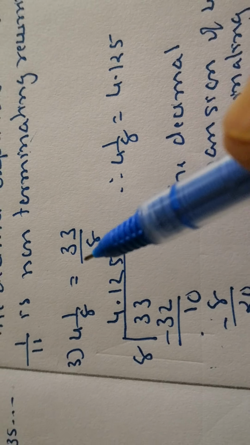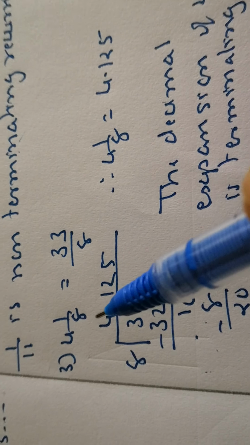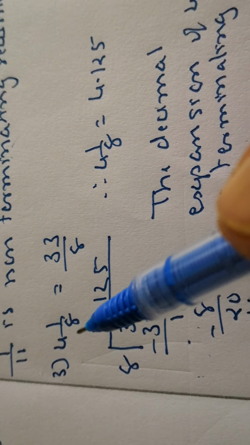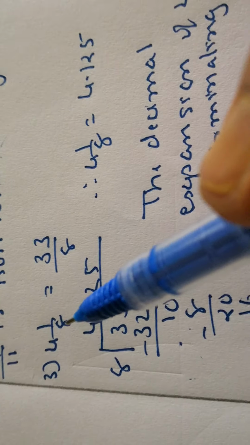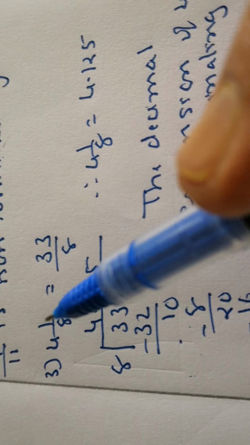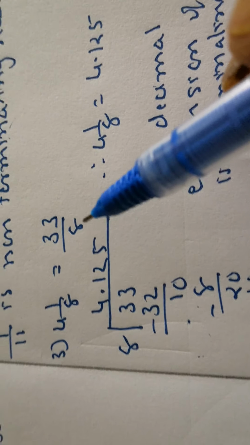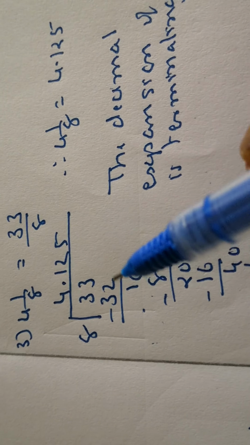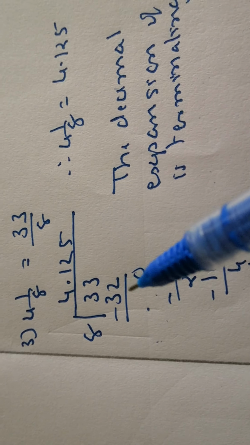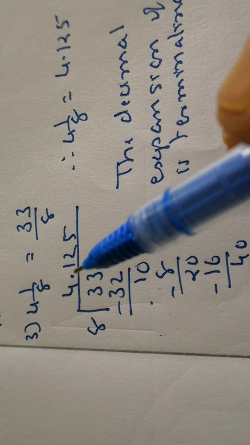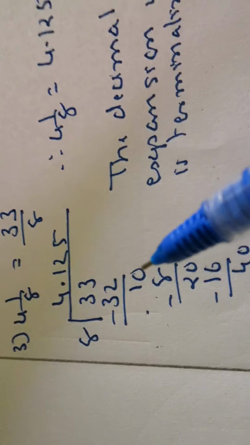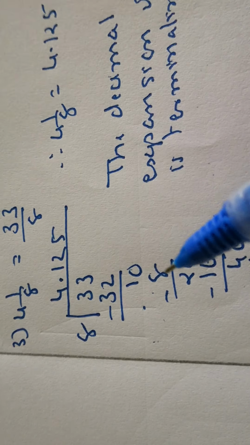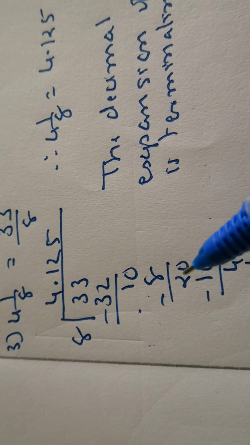Same way, 4 1 upon 8. Now a mixed number is given. I am converting into improper fraction. You know it very well. 8 4s are 32 plus 1 is 33 upon 8. So I am now dividing 33 by 8. 8 4s are 32. 33 minus 32, remainder 1. By placing a decimal, I am going to get 10. So by subtracting 8 from 10, I am going to get 2.